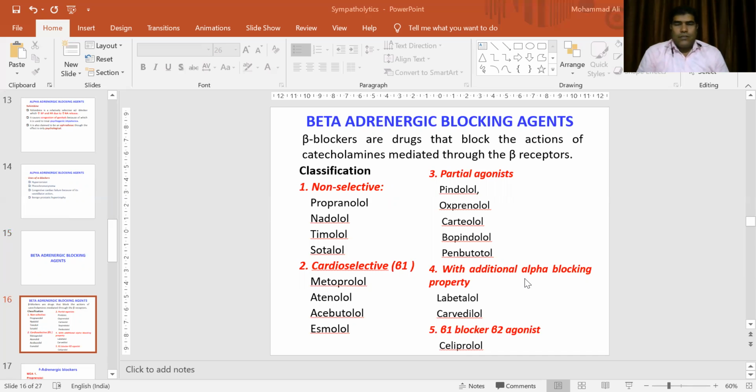Classification of beta blockers: non-selective, such as propranolol, nadolol, timolol, sotalol; cardioselective, such as metoprolol, atenolol, acebutolol, esmolol; partial agonists such as pindolol, oxprenolol, tertatolol; with additional alpha blocking properties, such as labetalol, carvedilol. Lastly, beta 1 blockers with beta 2 agonist activity, that is celiprolol.